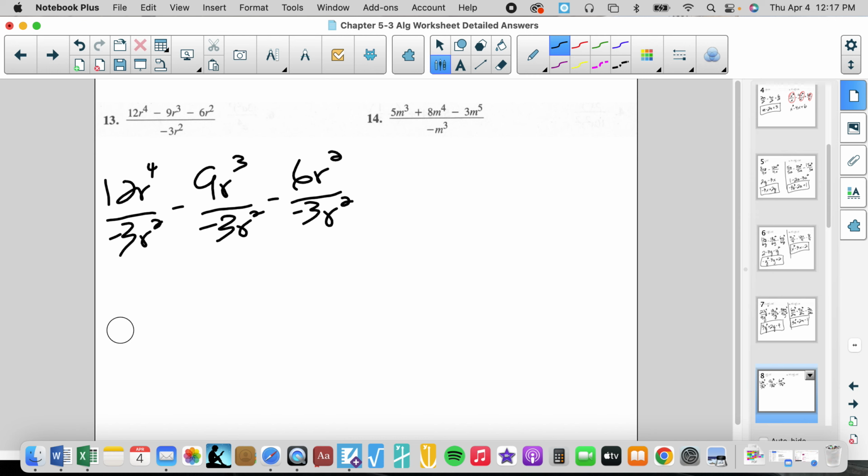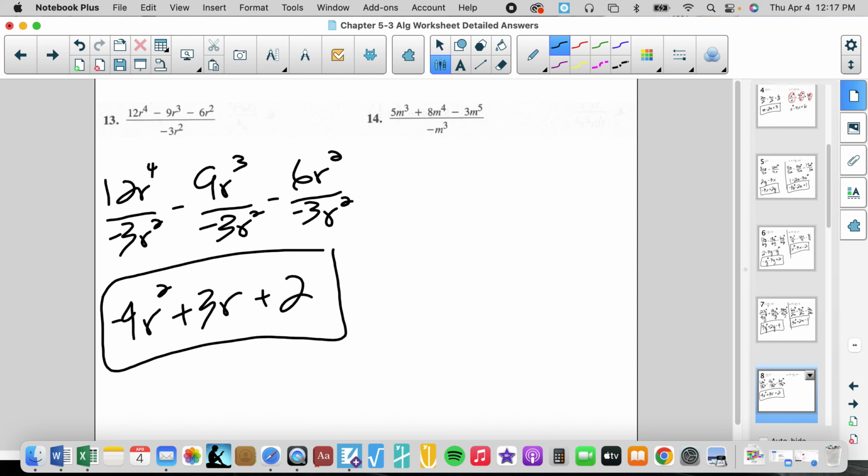That's going to give us negative 4r squared. The two negatives are going to cancel and make a positive 3r. The two negatives are going to cancel to make a positive 2. The variables will cancel and we're just left with a coefficient.